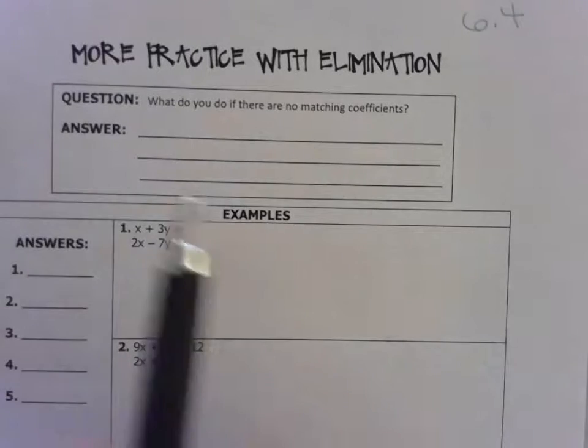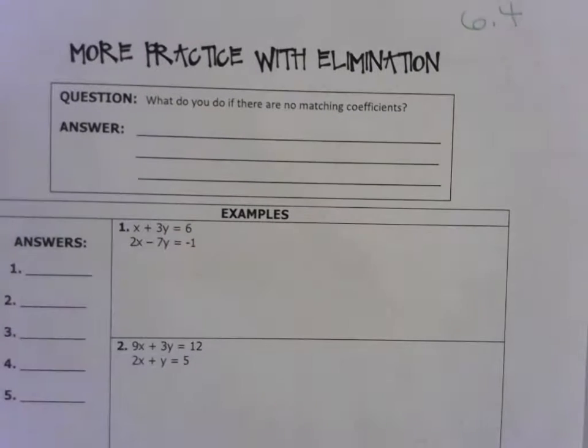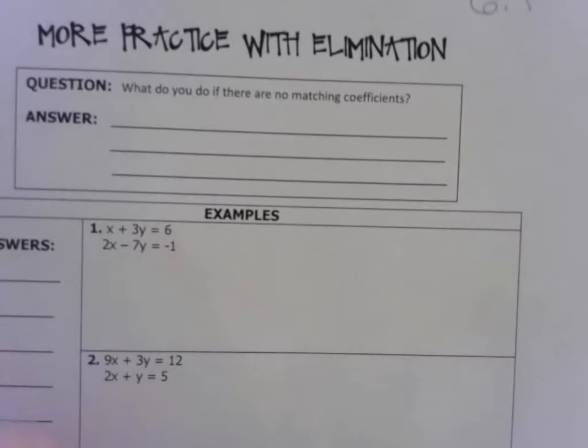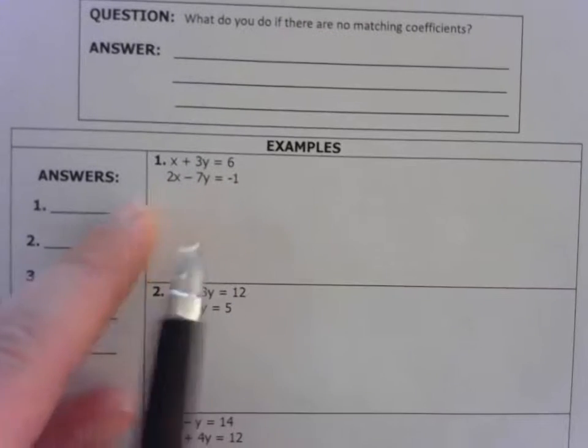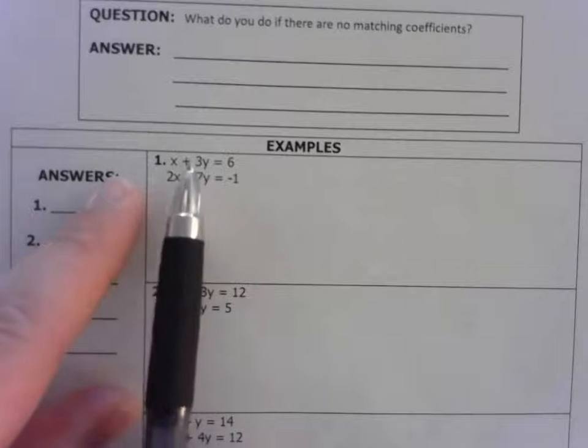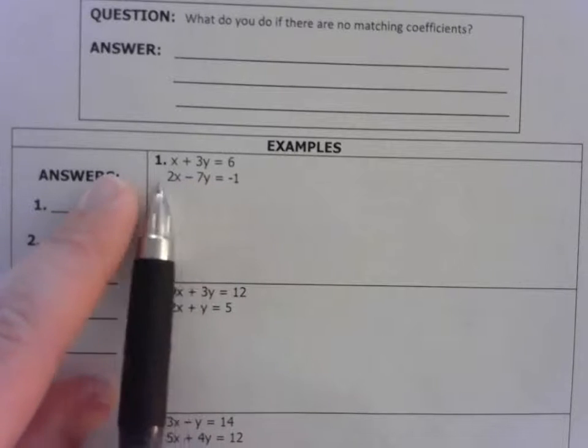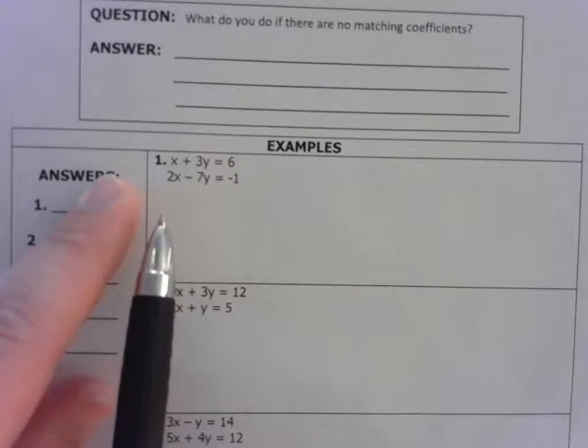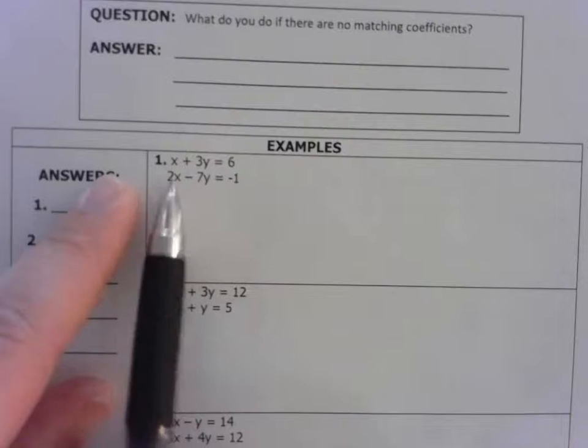So if we noticed yesterday, if we had matching coefficients, if they were both negative 3 or both positive 2, we multiplied by negative 1, and then we were able to add and cancel. So today we're going to ask ourselves, what do we do if there are no matching coefficients? If I look at number 1, my coefficients are 1 and 2, and my coefficients are 3 and negative 7. Will multiplying by a negative allow me to cancel anything out? No, because I don't have any two that are the same.